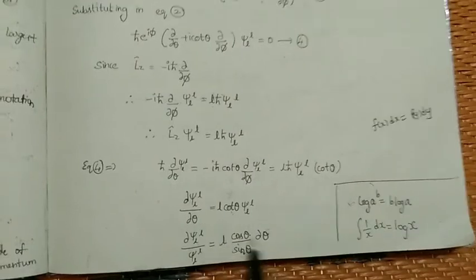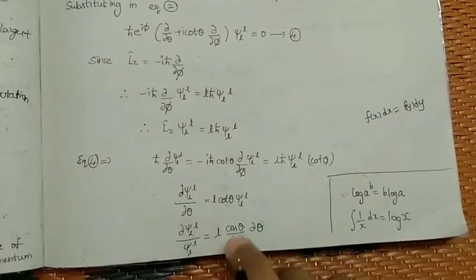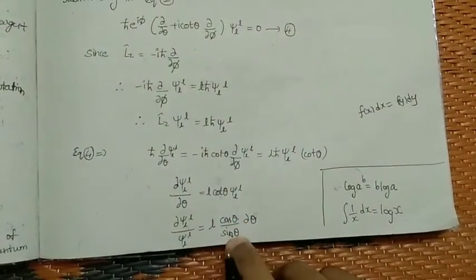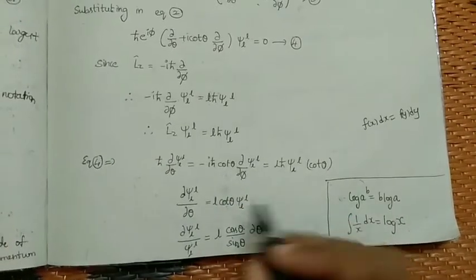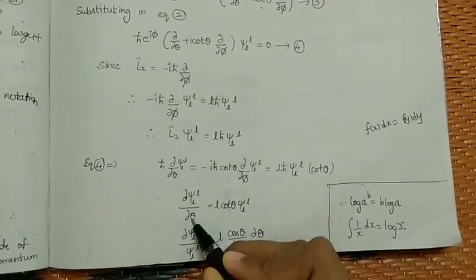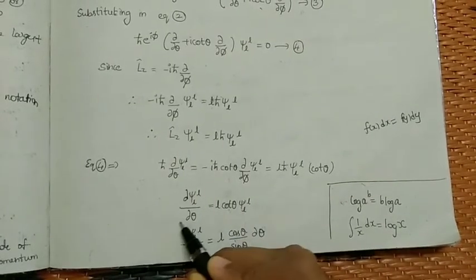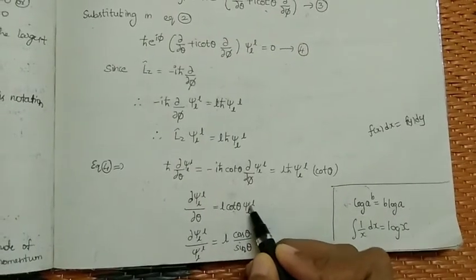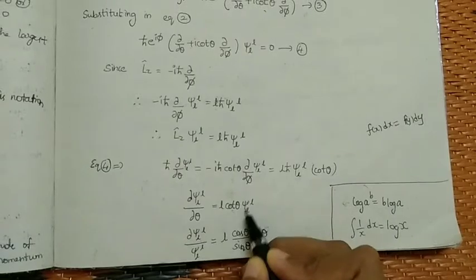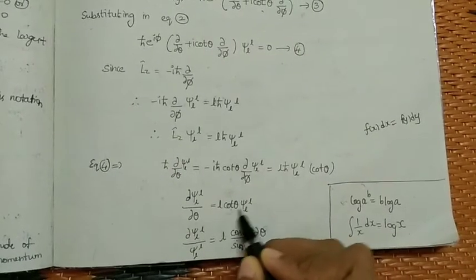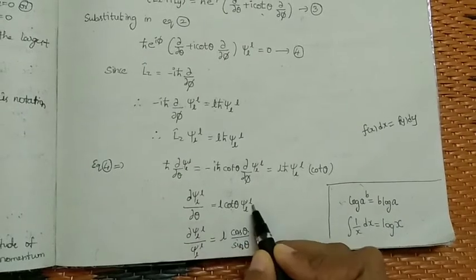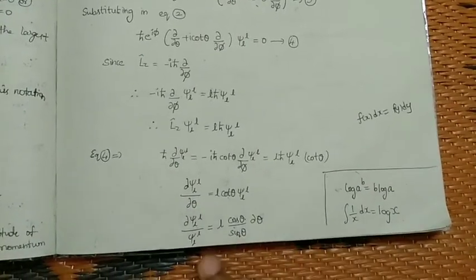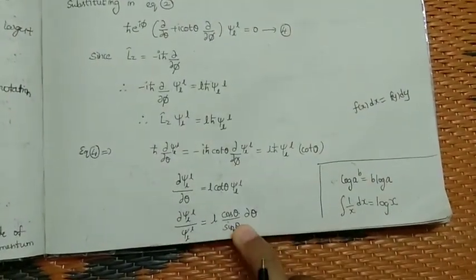And next thing is, cot θ is nothing but cos θ by sin θ. So here we will be having cos θ by sin θ. And next we need to send this ∂θ to that side, and this ξ_LL to this side. Here it is getting multiplied, here it is getting divided. If we send it to the other side, it would get multiplied. So this is the thing.